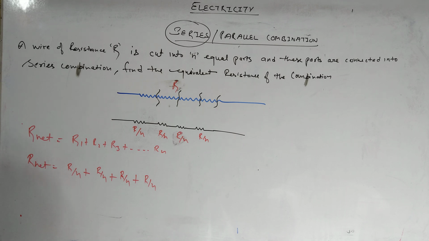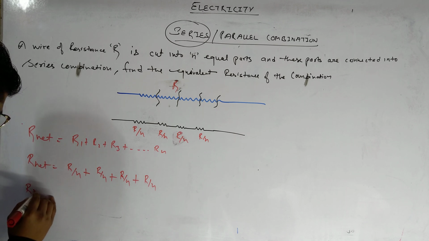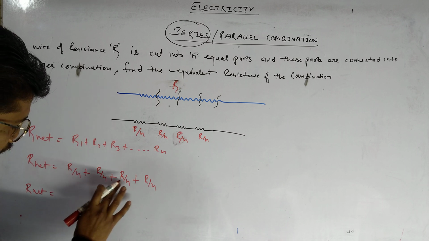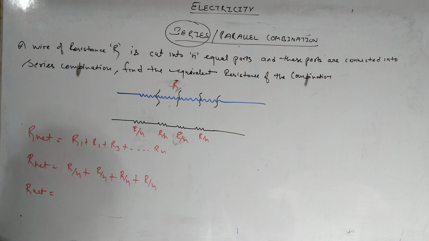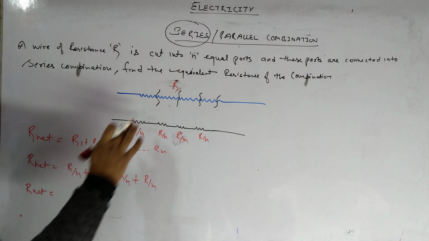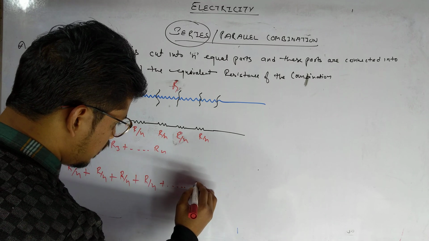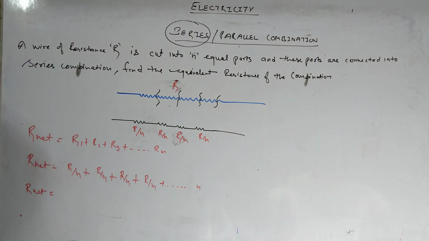So can we write this R net is equal to R by N, R by N, R by N, R by N. Okay, this is the n equal parts, na? So we can write dot dot dot dot n, dot dot dot dot n.